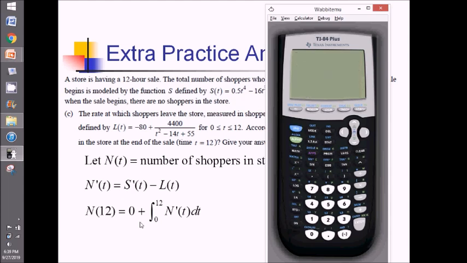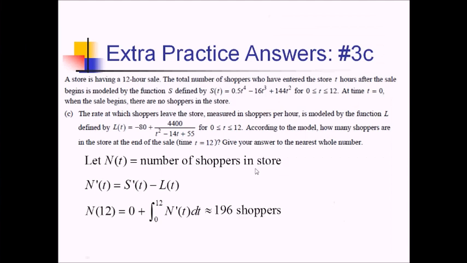And I don't need to bother writing 0, but I do need the integral, so math 9, integral from 0 to 12 of alpha trace y4, where I've stored my n prime function. And then I'll dx this thing, press enter, and we wanted to round it to the nearest shopper. So at the end of the sale, there are 196 shoppers still in the store.